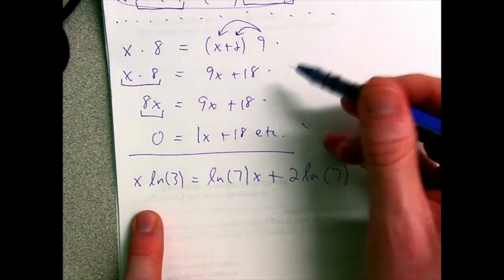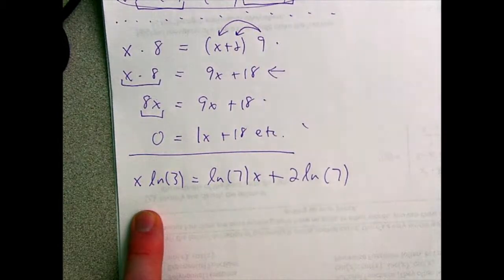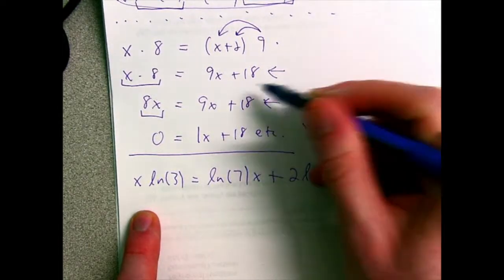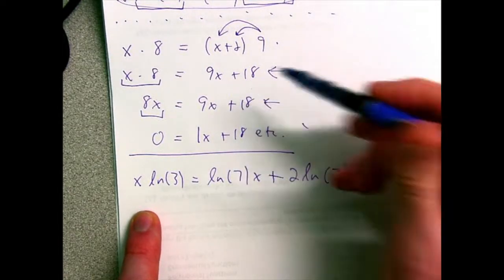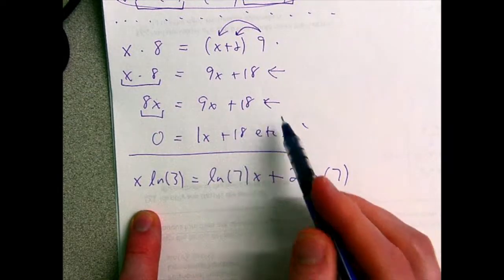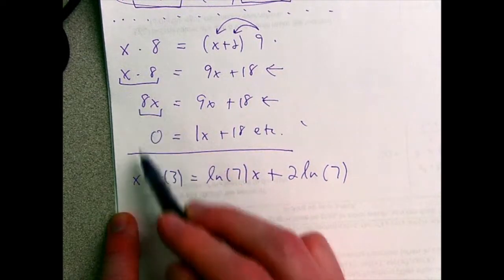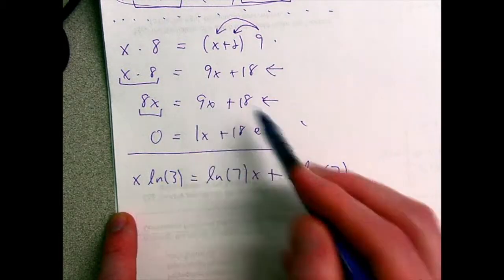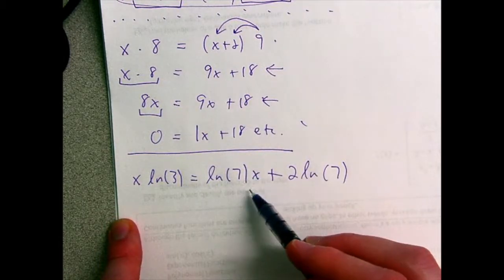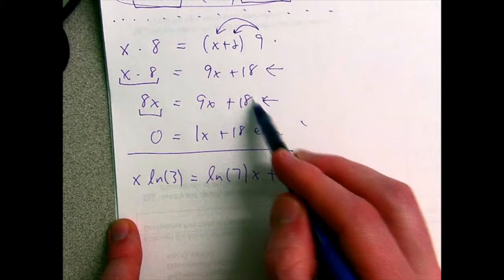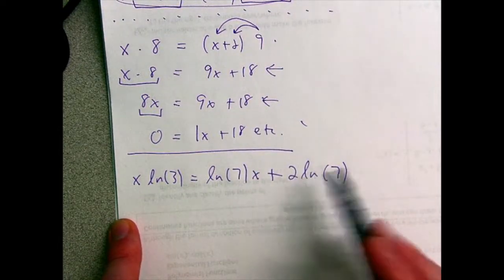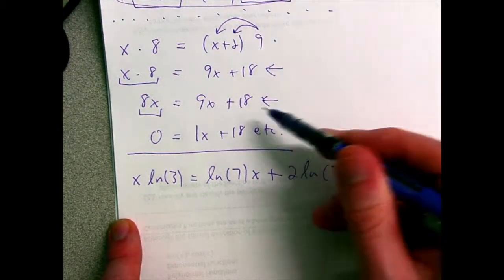We are essentially at this stage of the equation, or maybe perhaps this stage. These two equations are pretty much interchangeable. If you look at this equation structurally, it's very similar to where we are here. X times a number, x times a number. 9 times x, a number times x. Very similar structurally. And then 18, that's just a number. 2 natural log of 7, that's just a number. What did we do here?